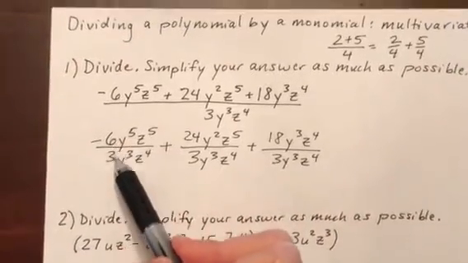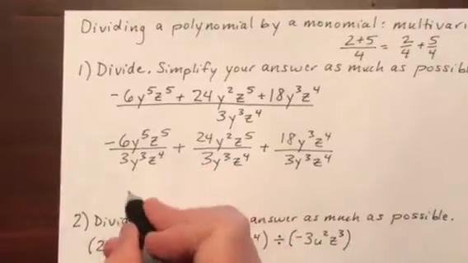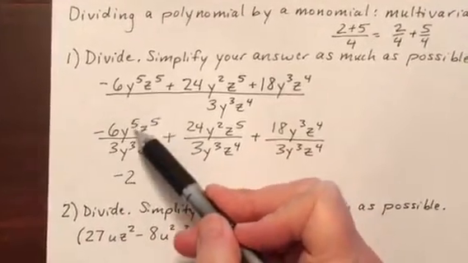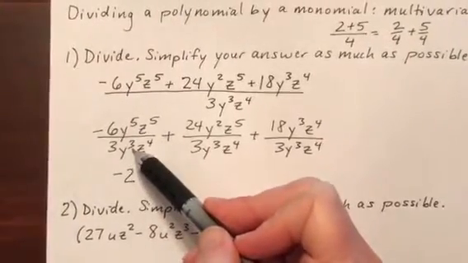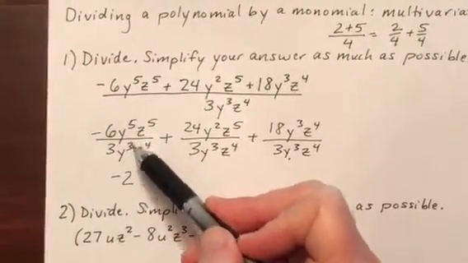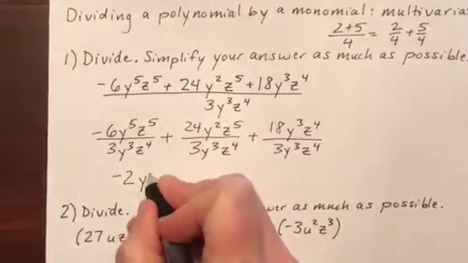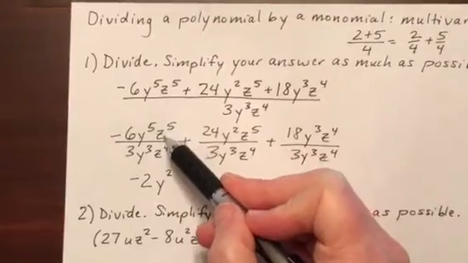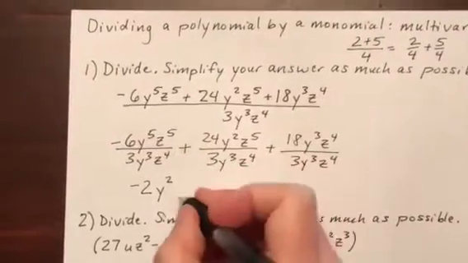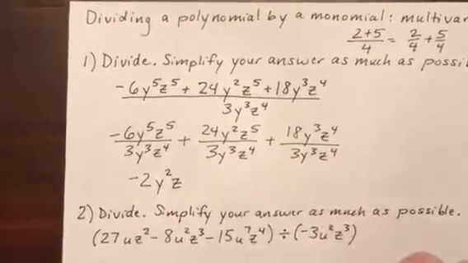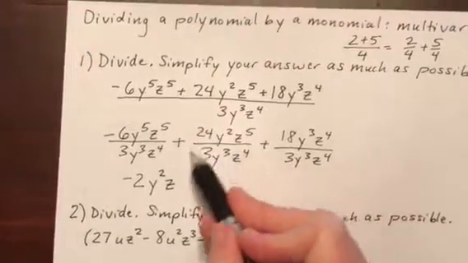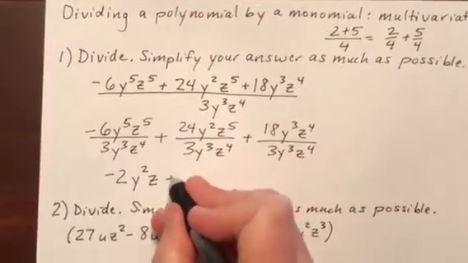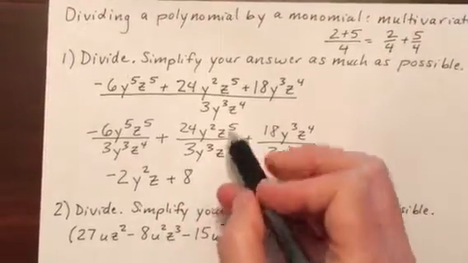So first of all, -6 divided by 3 would be -2. And then I use my quotient rule. Y to the 5th divided by y to the 3rd, I would subtract those two exponents, and that would be y to the 2nd. And then subtract these two exponents for the z. Z to the 5 minus 4 would just be z to the 1st, or z. My second fraction, I do 24 divided by 3 would be 8. So this is plus 8.